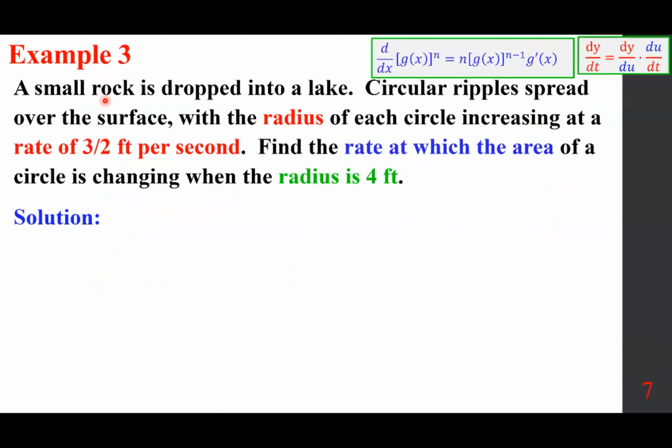A small rock is dropped into a lake. Circular ripples spread over the surface with the radius of each circle increasing at a rate of 3/2 feet per second. Find the rate at which the area of a circle is changing when the radius is 4 feet.